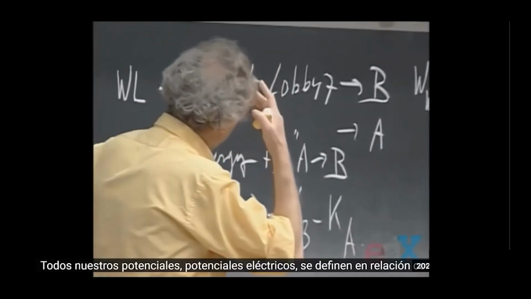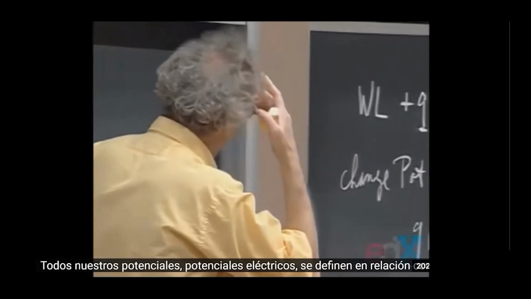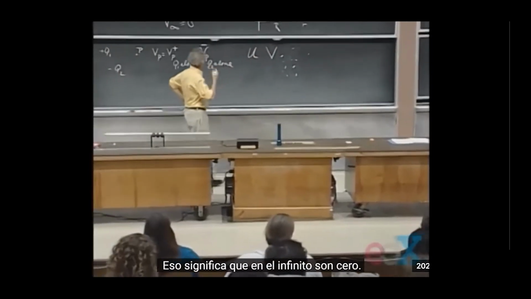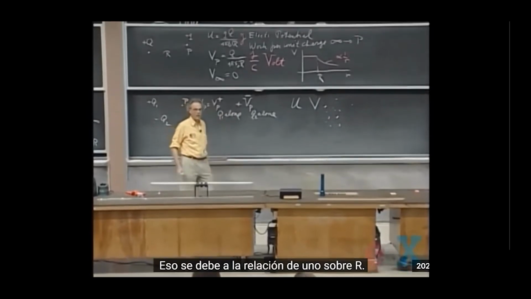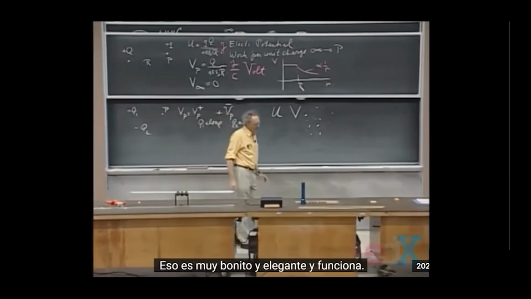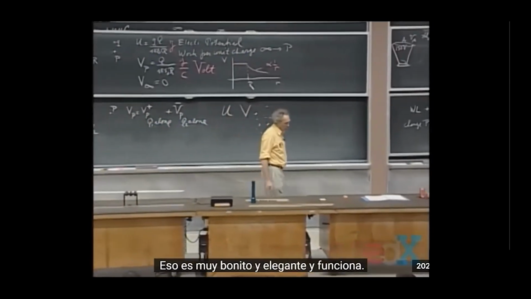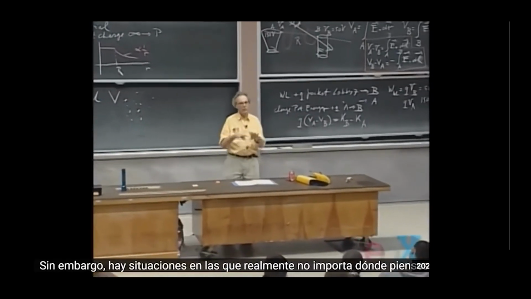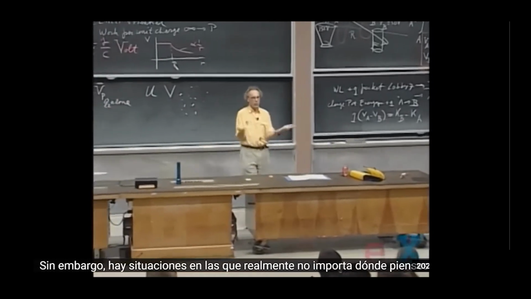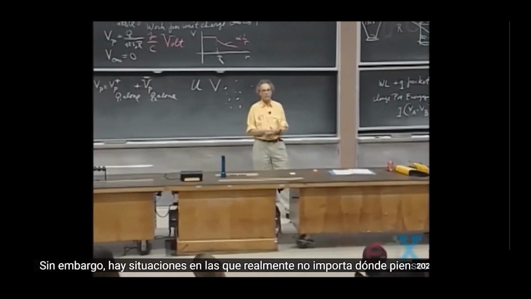All our electric potentials are defined relative to infinity. That means at infinity, they are zero. That is because of the 1/r relationship. That's very nice and dandy, and it works. However, there are situations whereby it really doesn't matter where you think of your zero.